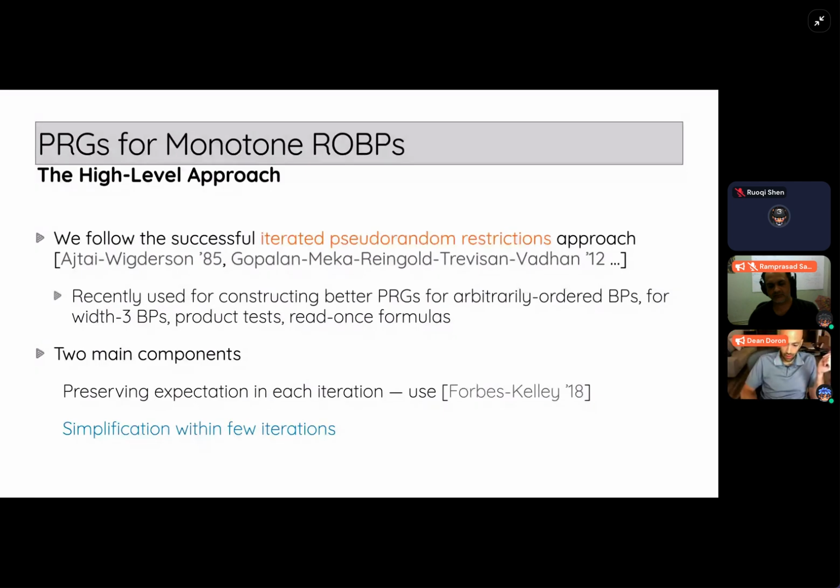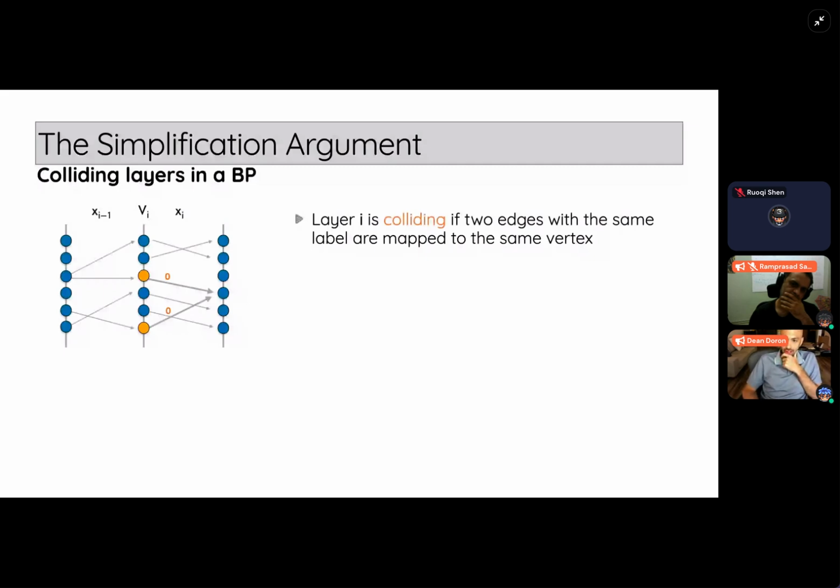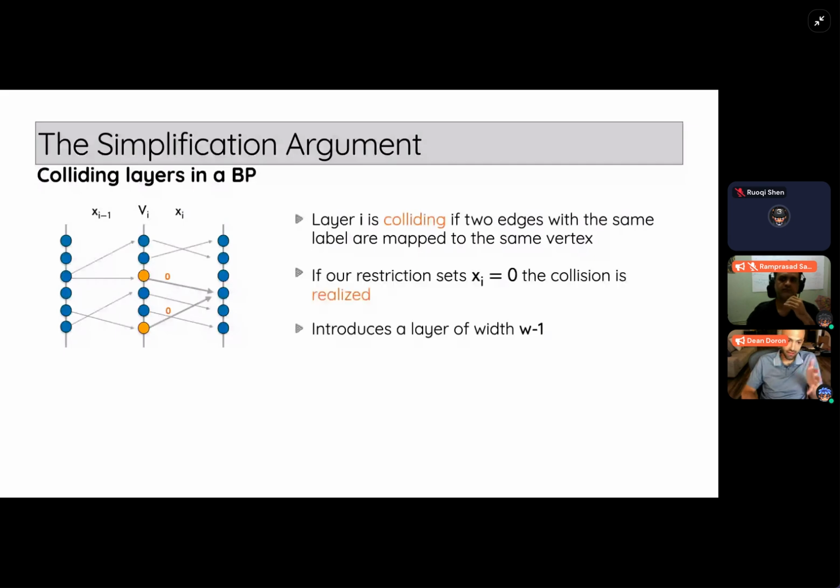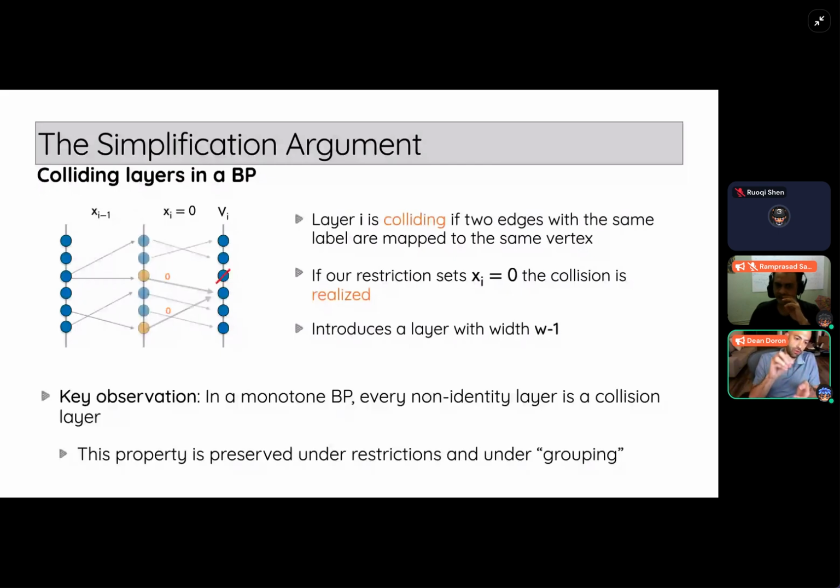Now I want to mention where monotonicity helps here, and it helps a lot. We say that layer i is colliding if two edges with the same label are mapped to the same vertex. So you see the ith layer here. If a restriction sets x_i to a fixed value, say it sets it to 0, then we say the collision is realized. And why is it helpful? Because it introduces a layer of width W minus 1. After the restriction, we will have one vertex which is not reachable.